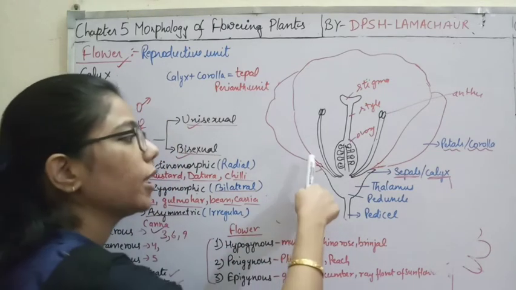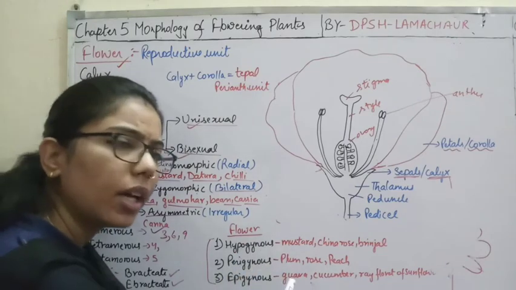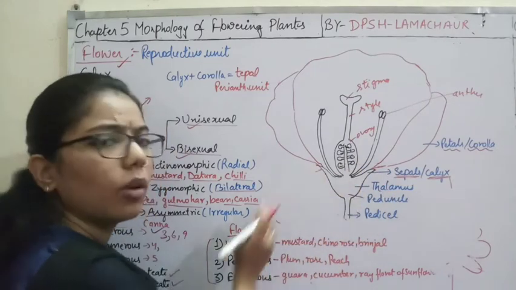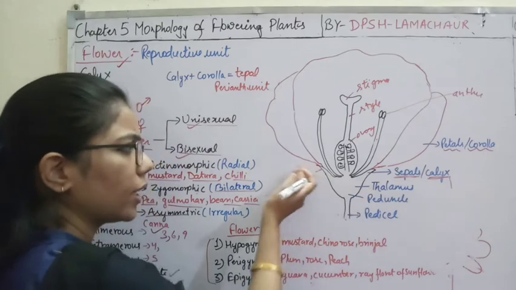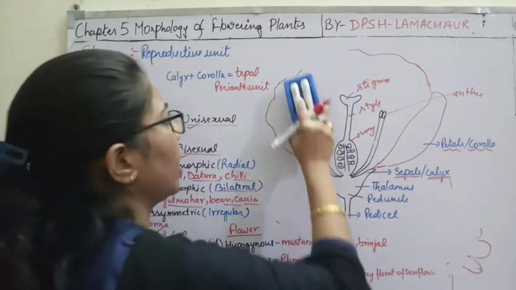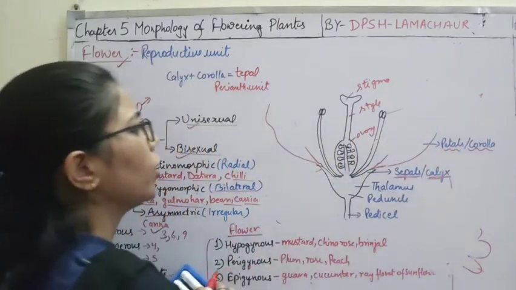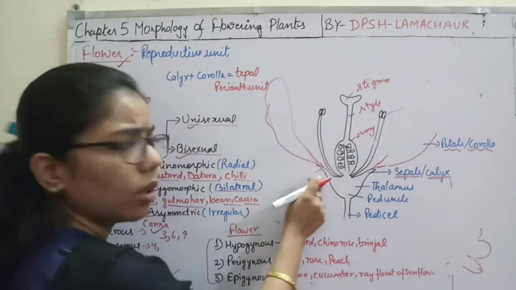So the diagram which I have drawn here, what type of flower is it? It is a hypogynous flower. In a hypogynous flower, you can see that the sepals are below the ovary, and the petals are also rising from below the ovary. If I change this diagram to help you understand this type of thalamus, you observe that all the floral parts are below the ovary.